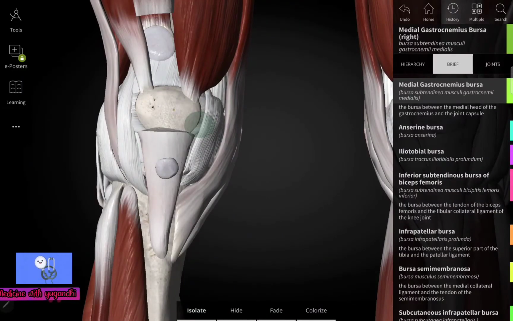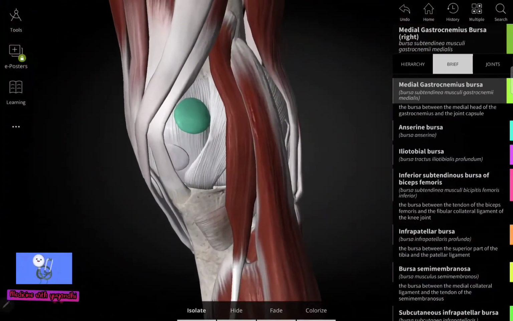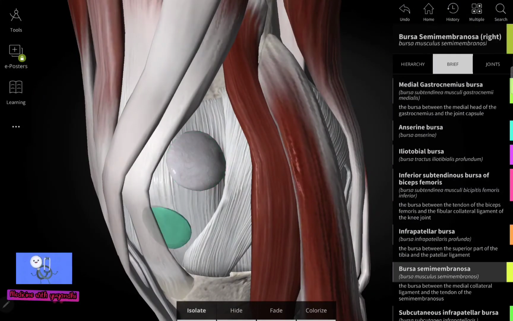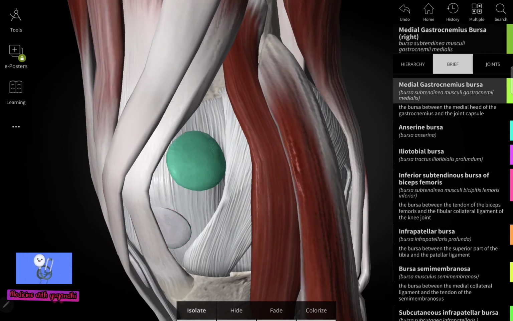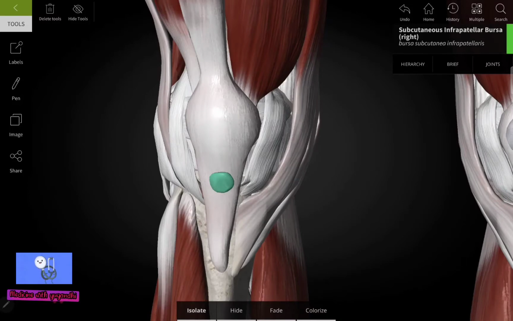As I already said, there lie bursae under the cover of the medial head of the gastrocnemius muscle and also the semimembranosus muscle. Here you can see the bursa under the cover of the medial head of the gastrocnemius, and this is the bursa under the cover of the semimembranosus muscle. Sometimes the gap within the fibrous capsule communicates with these two bursae, that is, the medial gastrocnemius bursa and the bursa semimembranosa. So these are the openings in the fibrous capsule. The cruciate ligaments and the menisci will be discussed in a separate video.